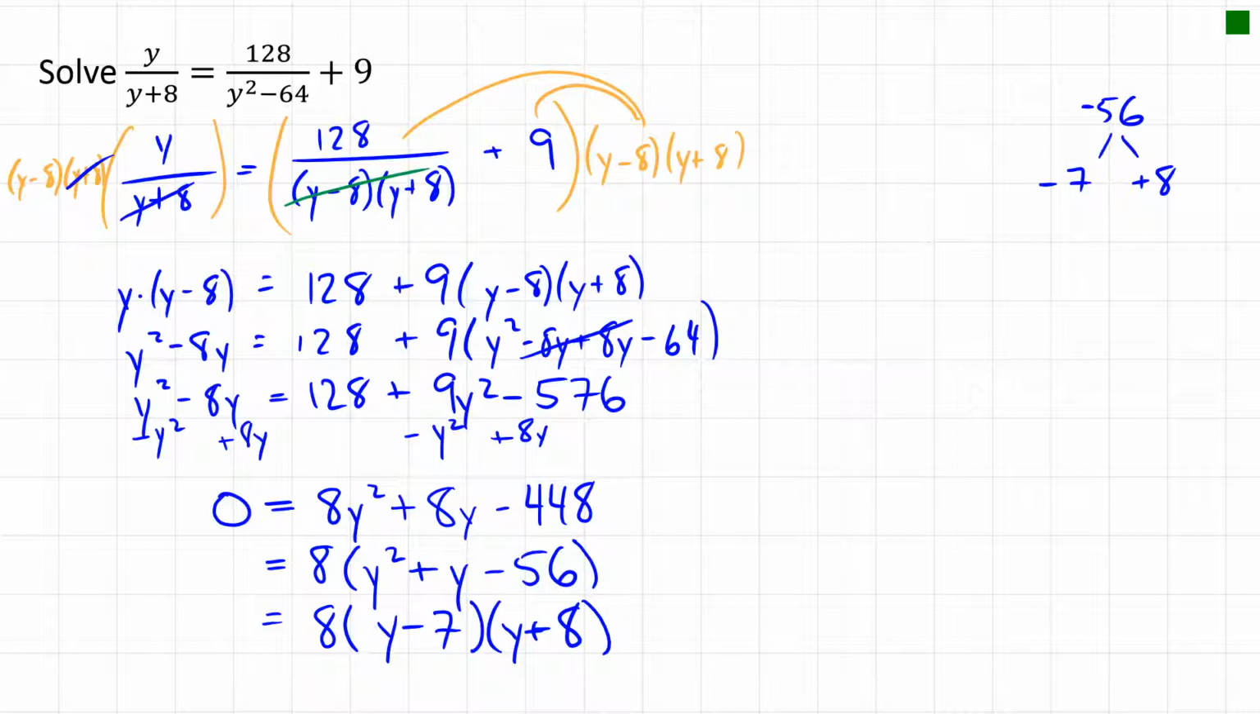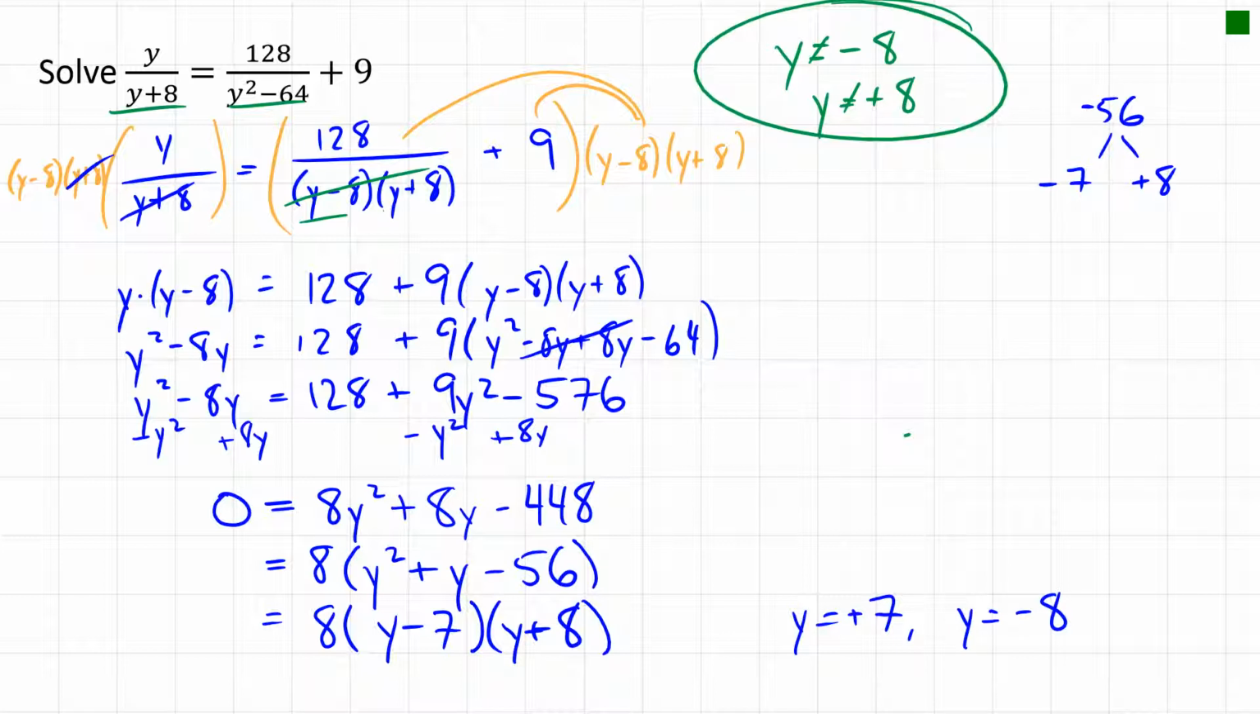So my solutions would be y equals negative 7, or sorry, y equals positive 7 or y equals negative 8. But I have to check them against my non-permissible values, which were y cannot be equal to negative 8, and from the second one, which we can see in the factored form, we also can't have y equal to positive 8. So because of these non-permissible values, I have to reject one of my solutions, which means that the only solution is y equals positive 7.